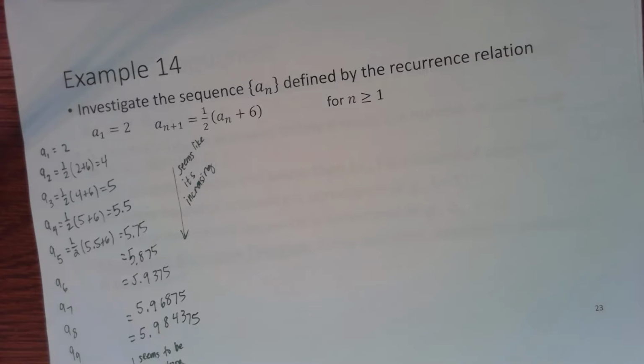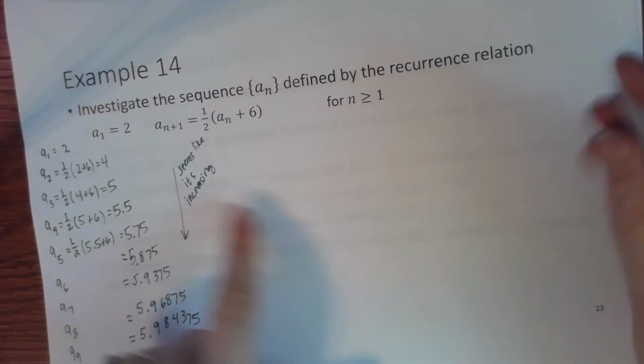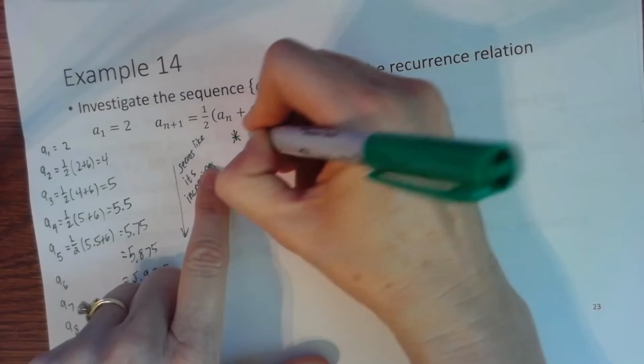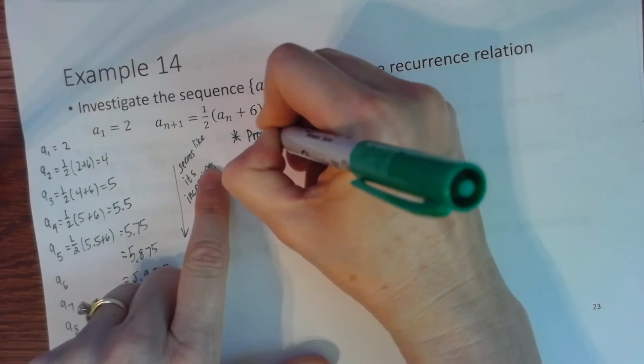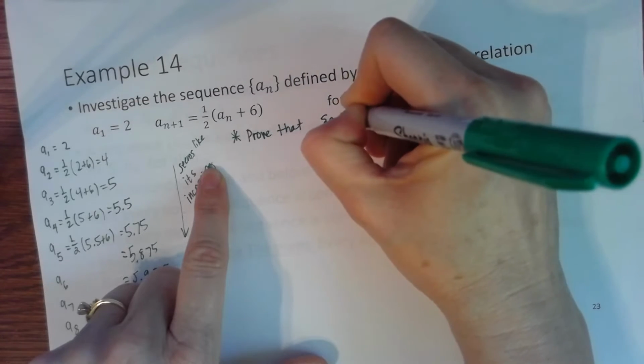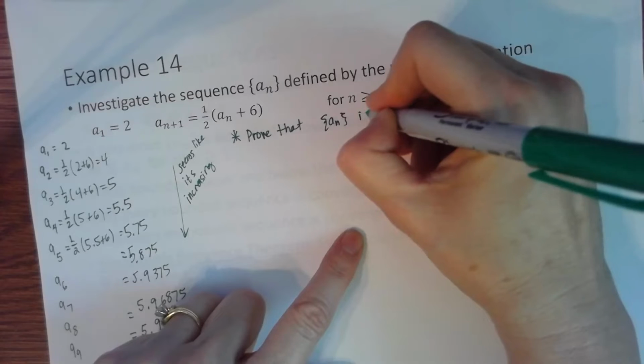Okay. So if I want to actually prove that the limit is 6 and I want to prove that it's increasing, I need to go to the definitions of those things and I have to actually do a proof. Okay, so let's look at the proof that it's increasing first. So this is the first thing we'll do, prove that this sequence A sub n is increasing.